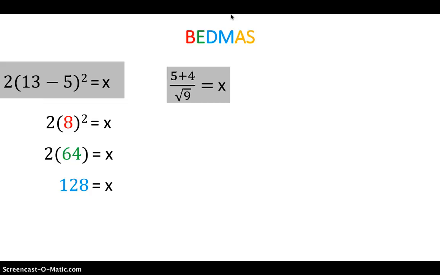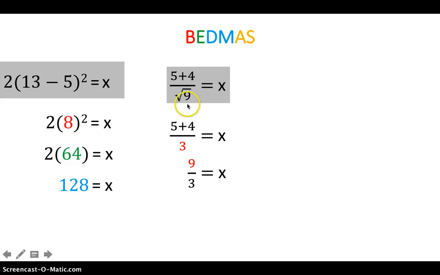Okay, here's another example. 5 plus 4 divided by the square root of 9 is equal to x. In this example, it's easier to simplify everything that we can simplify first before we continue. So the first thing we're going to simplify is the square root of 9, because it goes evenly, it's going to be simple to evaluate first. So the square root of 9 is 3. And then now we're ready to deal with the numerator. 5 plus 4 on the top is 9. And so now we're ready to do 9 divided by 3 to get x.